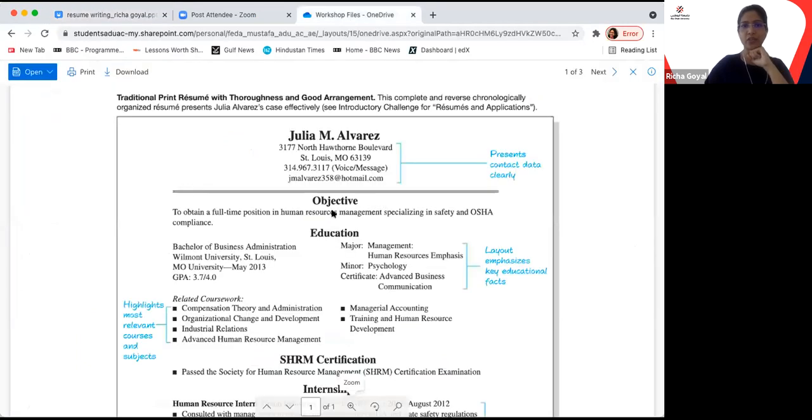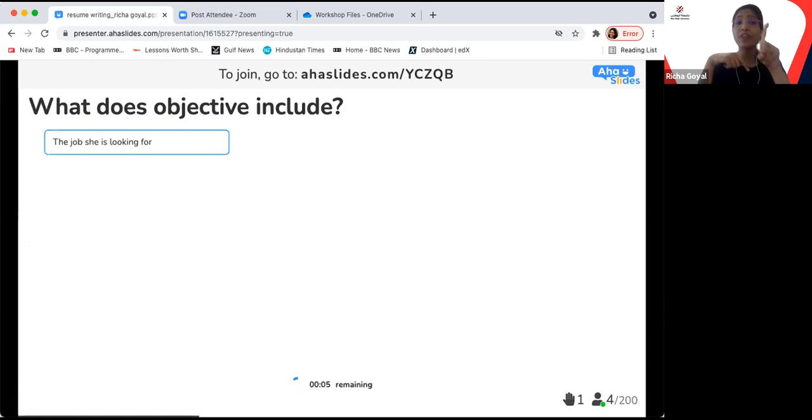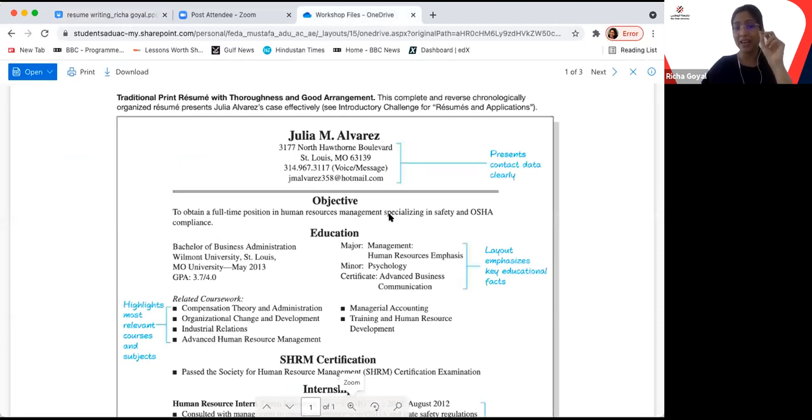So after the header, you see on Julia's resume, you have the objective. What is this objective? What does it include? Look at Julia's resume and tell me what the objective includes. Okay, so the objective would include the job she is looking for. Very good. That is one of the three things; there are two others. The position that she's looking for, it also mentions, see, a full-time position in human resource management, specializing in safety and OSHA compliance, which requires this. A position which requires this, an HR personnel job. Very good, Ms. Sifat. That's great.